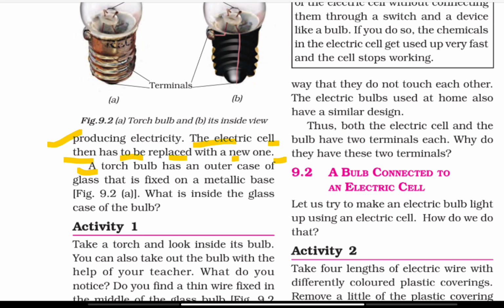A torch bulb has an outer case of glass that is fixed on a metallic base. What is inside the glass case of the bulb?